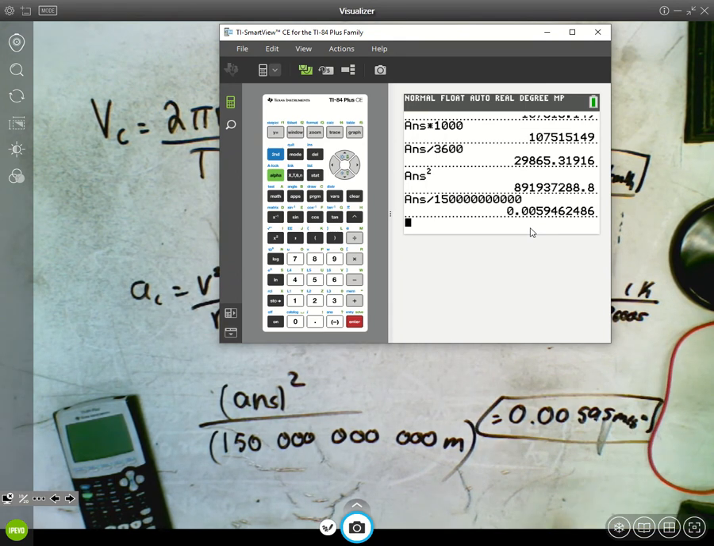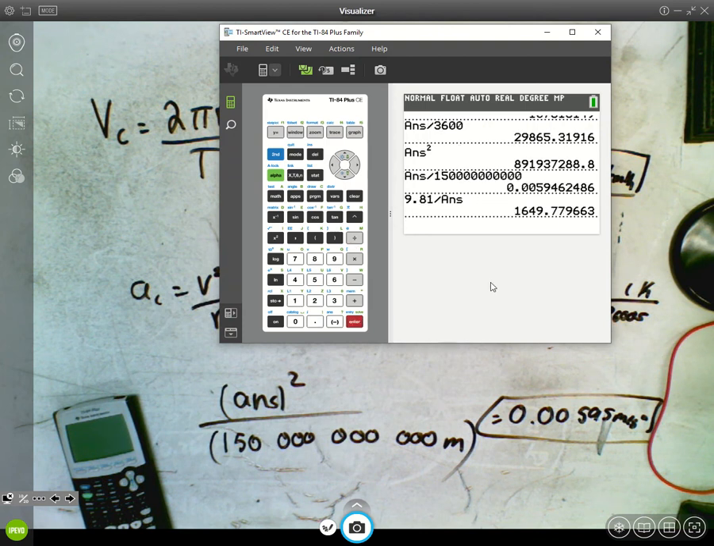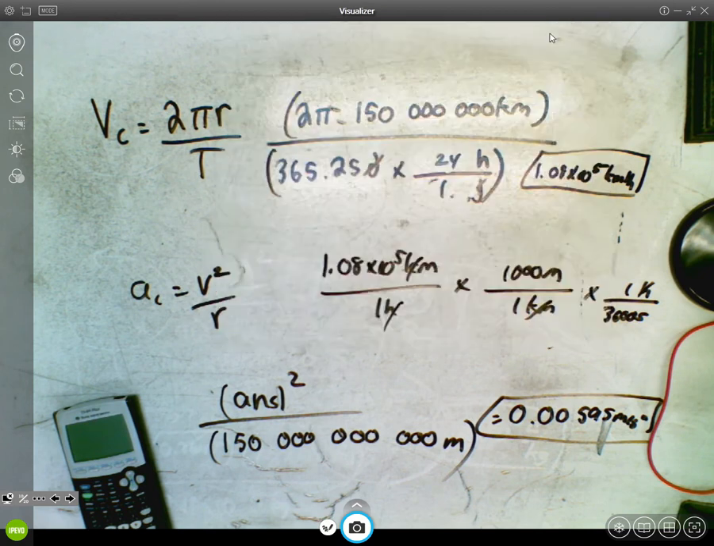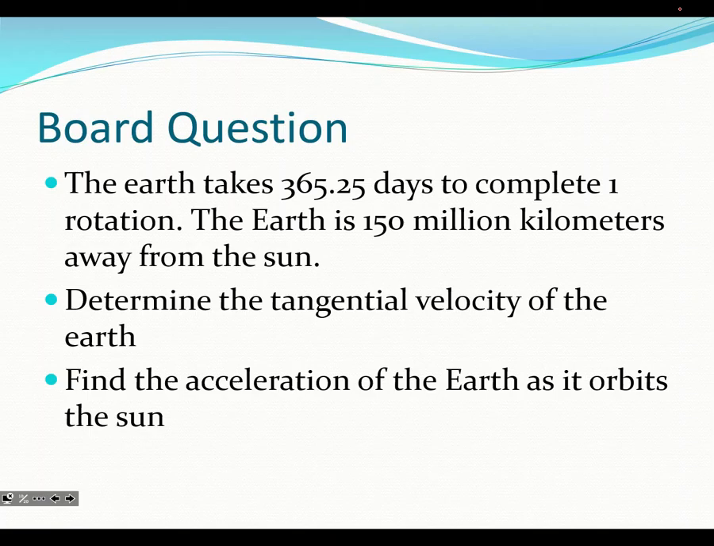So that's nothing. That's such a small acceleration. If you were accelerating like that you wouldn't feel it, right? We feel 9.81, and if we go 9.81 divided by that, that's how much bigger gravity is, almost more than 1,600 times bigger. So the reason that we don't feel that we're moving that fast is because our acceleration is so small. So that's key. Okay.